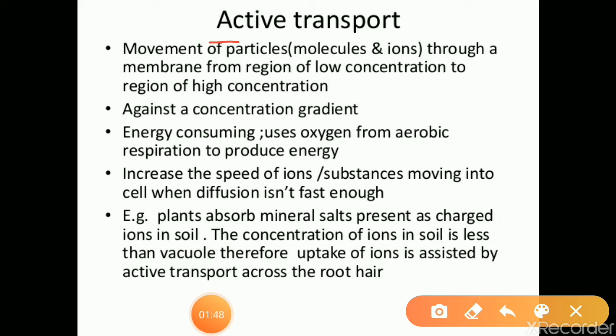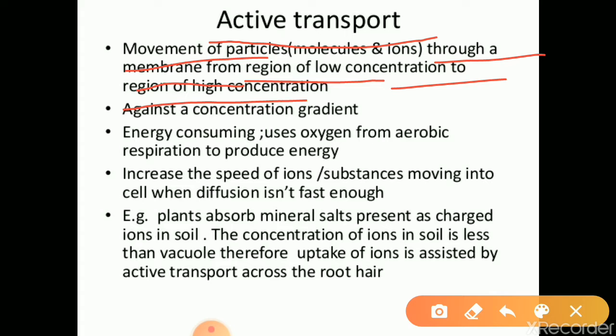Next, the term active transport. Movement of particles, that may be molecules or ions, through a membrane from a region of lower concentration to a region of higher concentration. What is active transport? In active transport, molecules or ions will move from where? From lower concentration to higher concentration through a semi-permeable membrane. Okay, this movement of molecules we can call active transport.